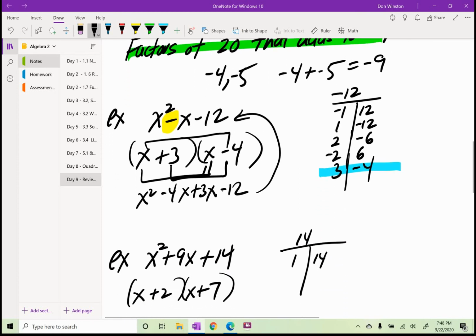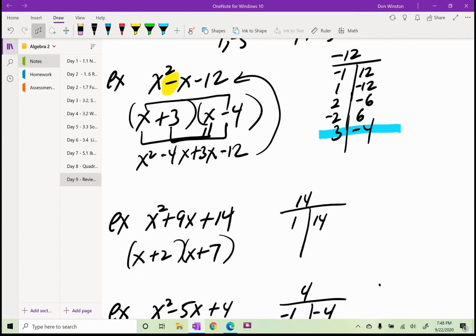Let's look at the next one. What are the factors of x squared plus 9x plus 14? And again, you can list all the factors: 1 and 14. Well, certainly 1 and 14 doesn't add up to 9. And then 2 and 7 does, however. So factors of a positive 14 that add up to positive 9 are 2 and 7.